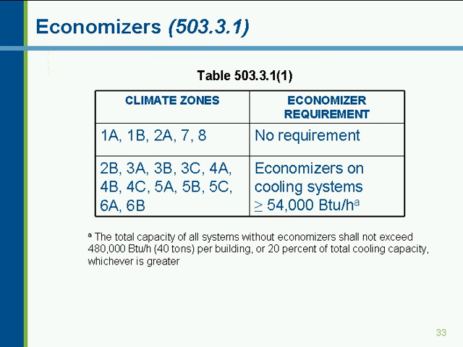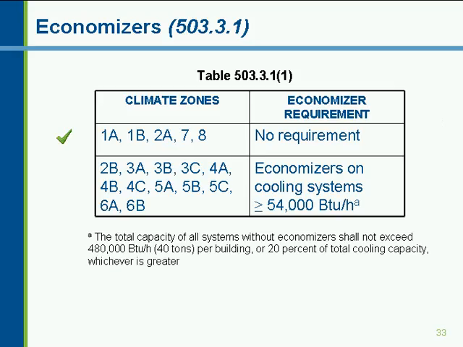This is the table that tells you which climate zones require economizers. So in climate zones 1A and 1B, that's moist and dry, and climate zone 2A, moist, and all of climate zone 7 and 8, there is no requirement for an economizer in any instance. All the other climate zones, economizers are required on any cooling system greater than 54,000 BTUs per hour.